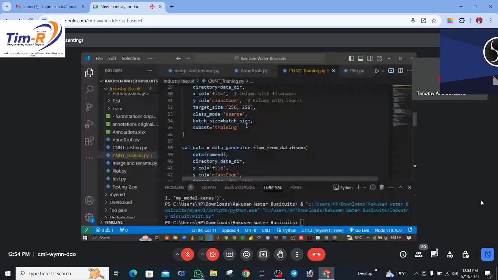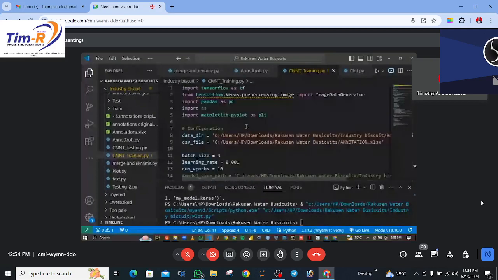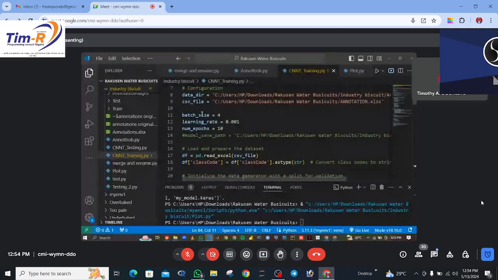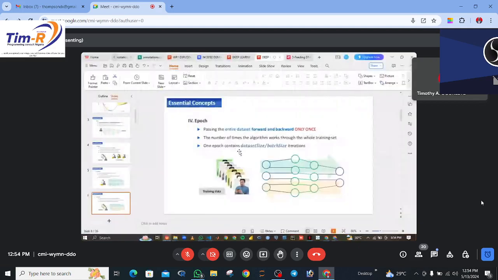If you look at this, I have a batch size of 4 here, and the number of epochs defined is 10. But that's not the point now. The point here is that one epoch contains the data set size divided by what? The batch size. So now if you want to get the number of iterations, you look at this.